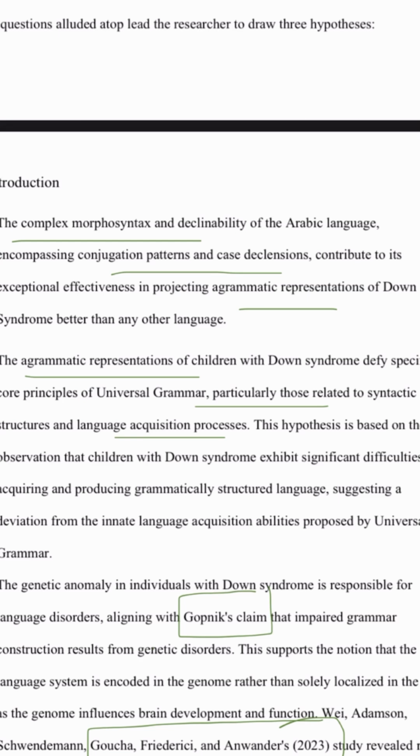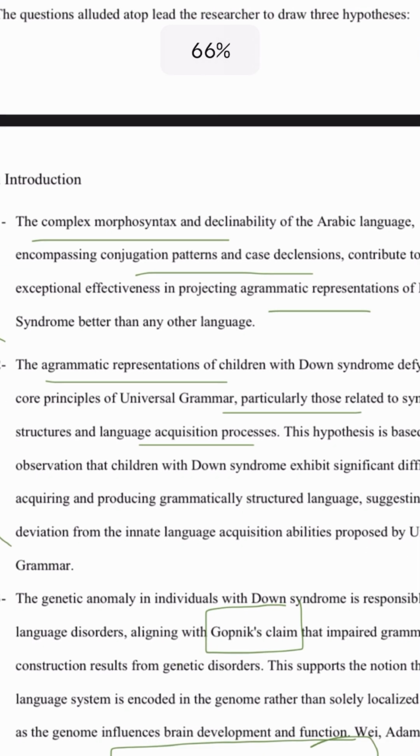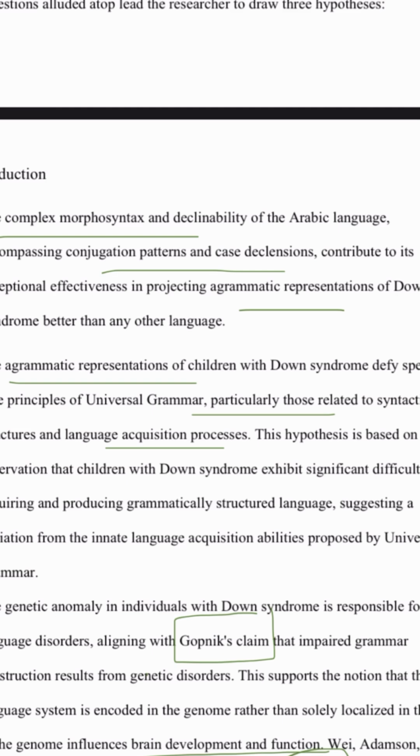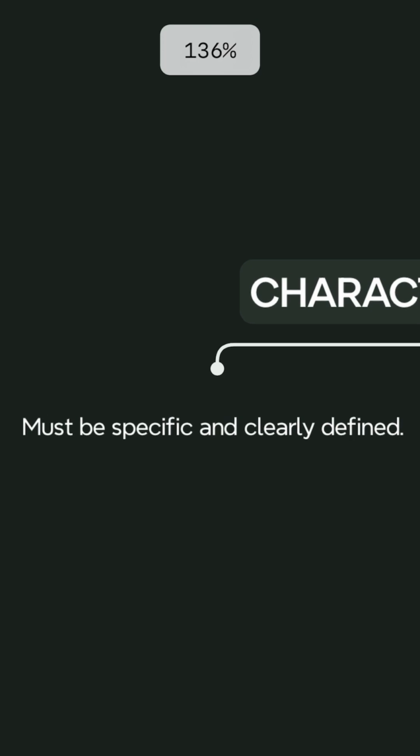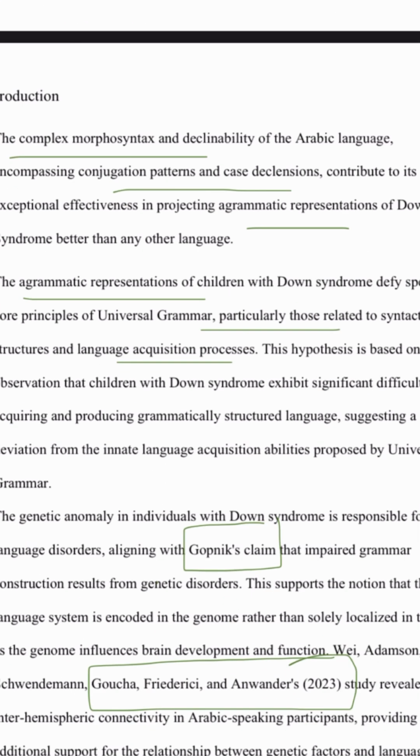You see, this particularly is clarifying the hypothesis. You see? We've stated previously that the hypothesis must be what? Must be specific and clearly defined. So here we are clarifying, we are adding to the clarity of the hypothesis. Okay? And so this hypothesis is based on the observation that children with DS exhibit significant difficulties in acquiring and producing grammatically structured language, suggesting a deviation from the innate language acquisition abilities proposed by universal grammar. Okay?